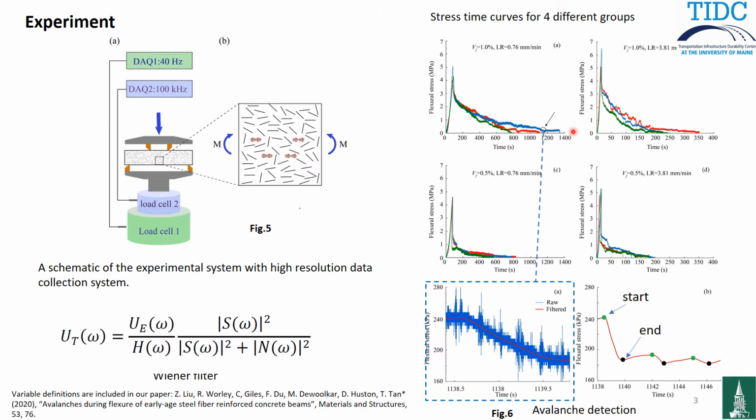So if we isolate these stress variations individually, this is a zoomed-up view of one of them. You can see you have a start point and an ending point. Because we have 100,000 points per second, that means we can isolate these individual avalanches in great detail. So we can get their magnitudes, their durations, and their rates.